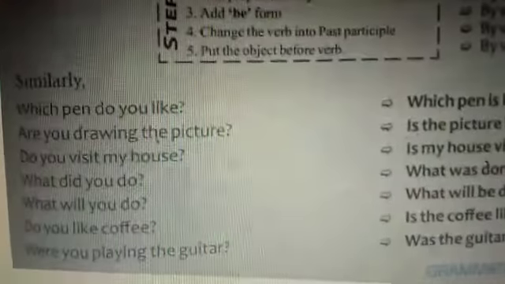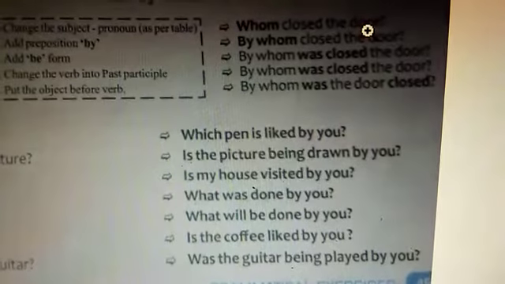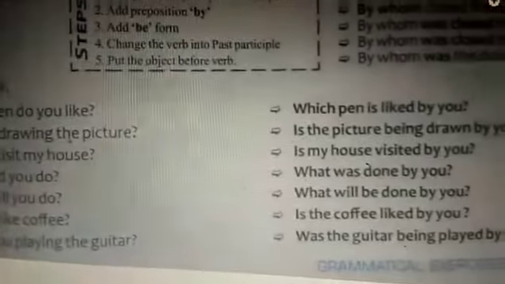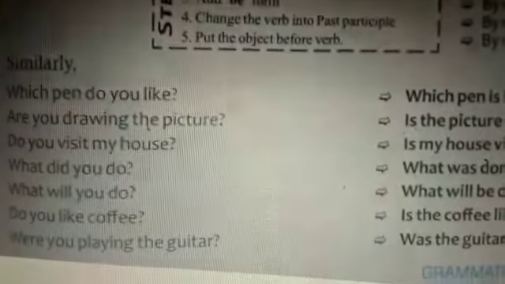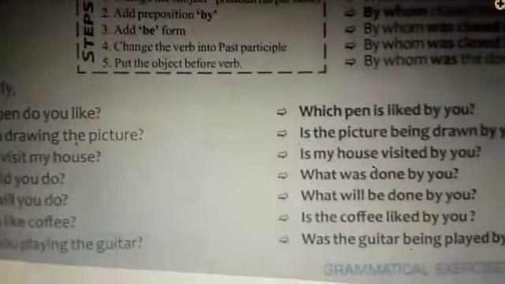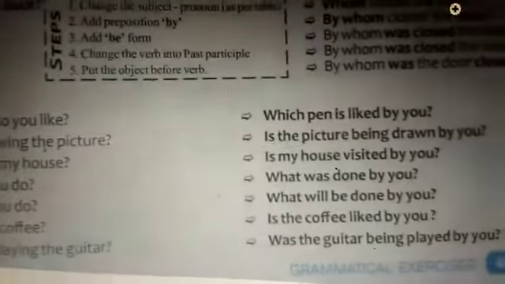Do you visit my house? How will it change? In passive voice, is my house visited by you? What did you do? In passive voice, what was done by you? What will you do? What will be done by you? Do you like coffee? Is the coffee liked by you?